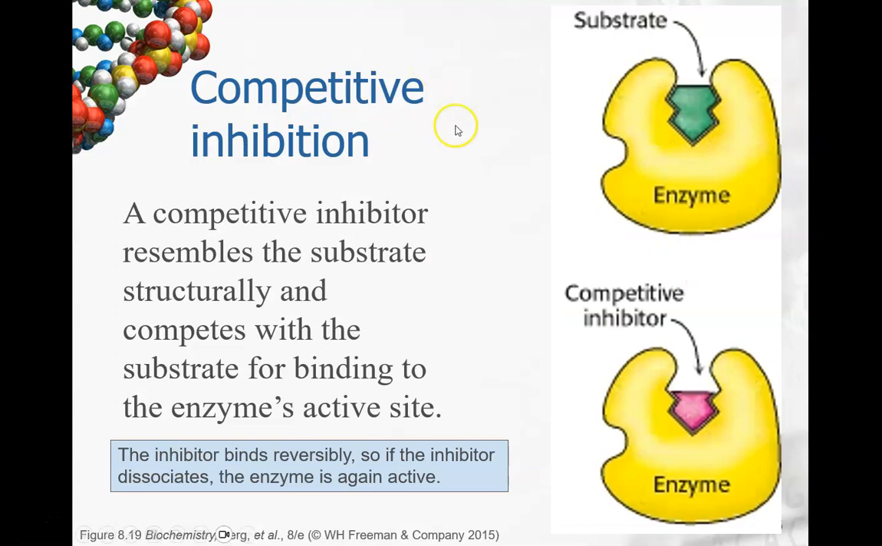Competitive inhibition. Competitive inhibitors structurally resemble the substrate, and because of that, they can compete for binding to the enzyme's active site. So if the substrate gets there first, you form product. If the inhibitor gets there first, you don't get any product. So the substrate and the inhibitor look similar, but the inhibitor, even though it looks similar to the substrate, doesn't go on to form product.